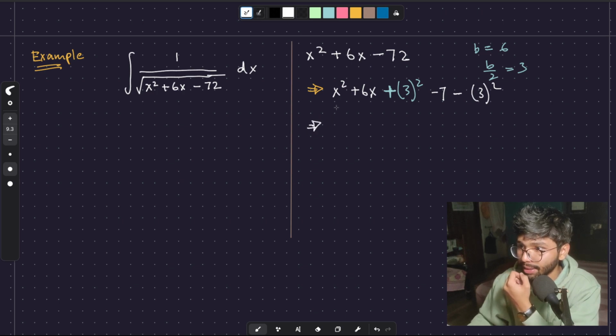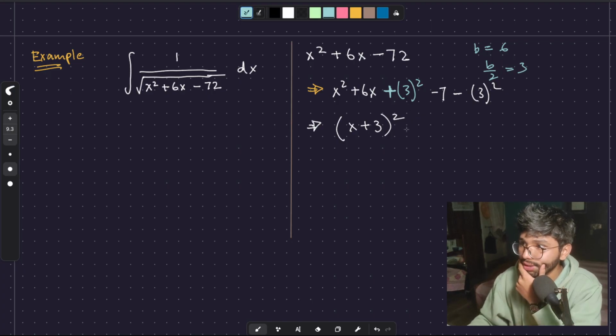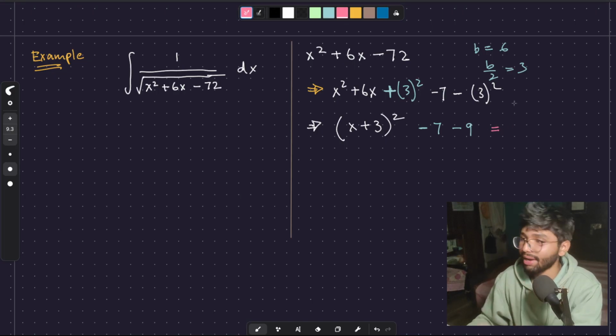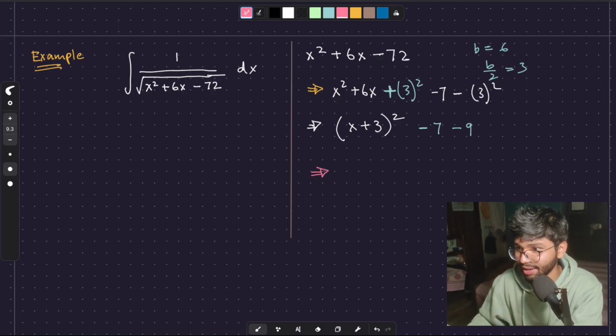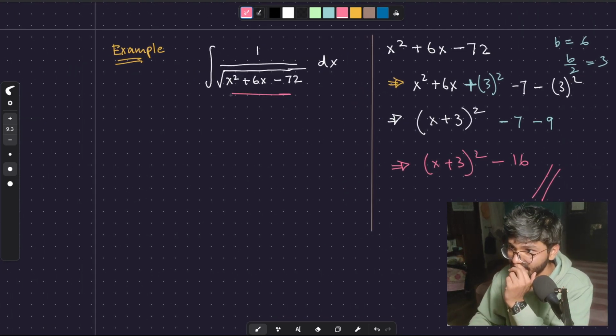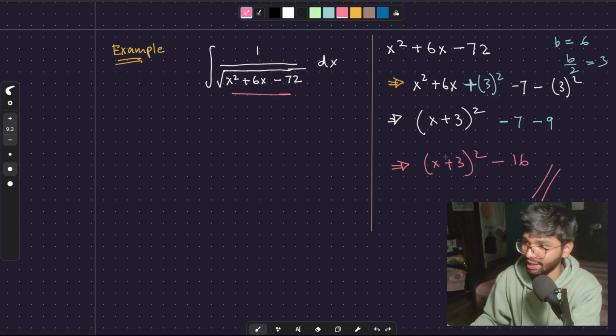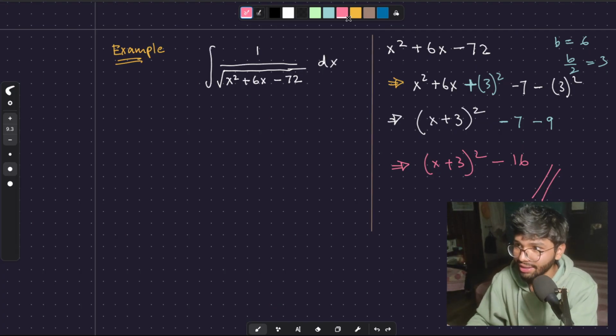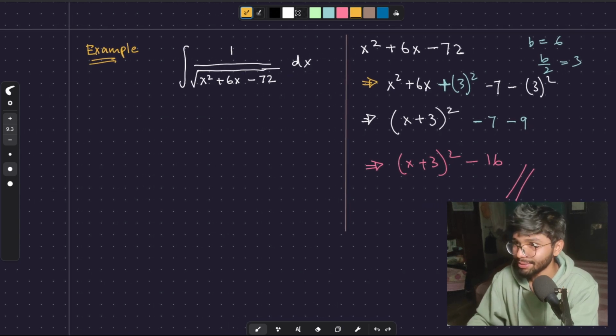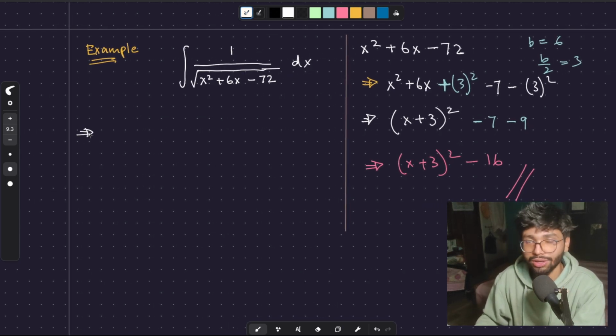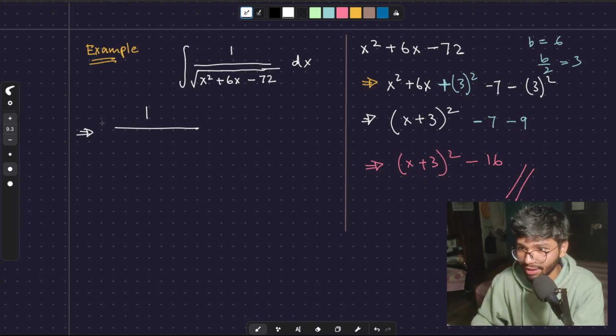And this thing becomes x plus 3 squared. And over here we have minus 7, minus 9, and that effectively is minus 16. Great. So x plus 3 squared minus 16. So this thing over here equals x plus 3 whole squared minus 16. So we can find the integral very easily now. So that's what we were doing. All right. This is what completing the square gives us. It makes our life easier.